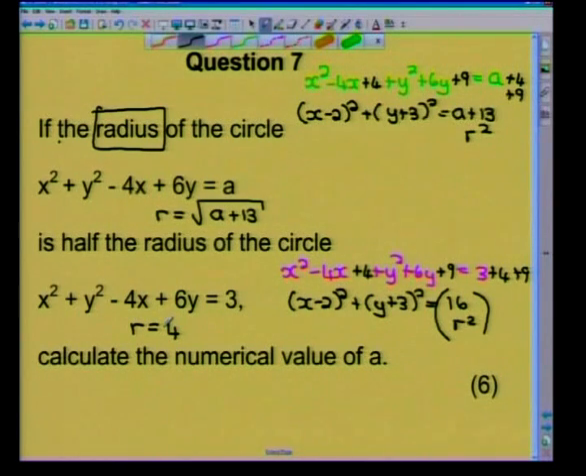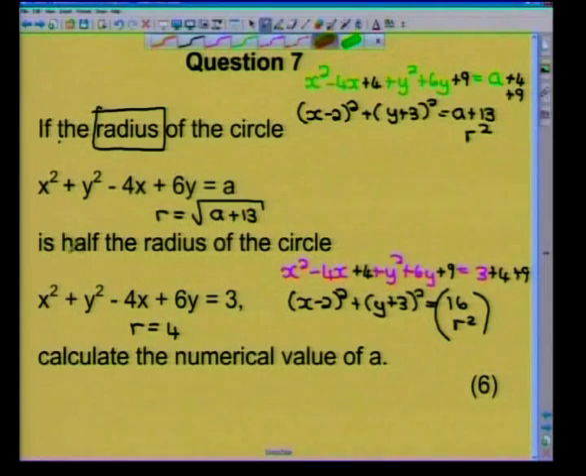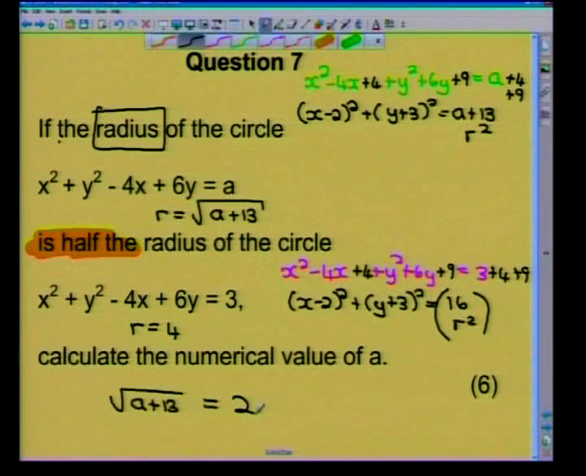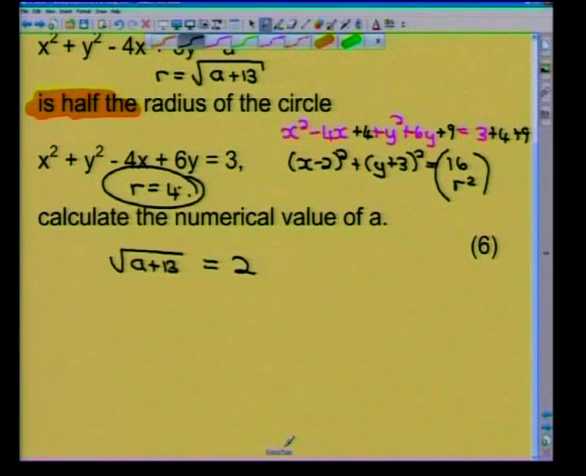Now, at this stage, we go looking for the link between these two circles. And the link between these two circles is that this radius is half of this radius. So what is that telling me? Well, it's telling me that the root of A plus 13 has to equal 2. Since the radius of this one was 4, half of that would be 2, and that gives me an equation I can solve. So looking at this equation, I can square both sides to solve.